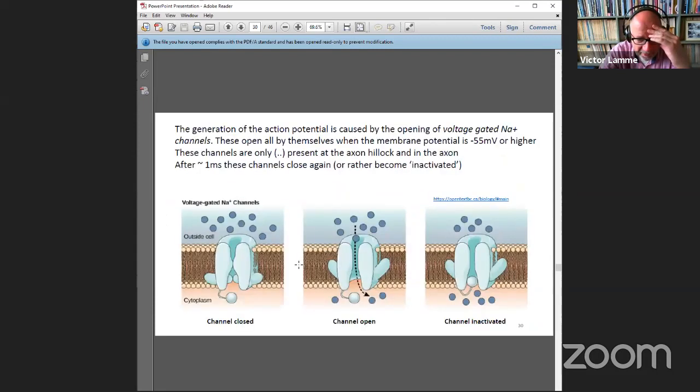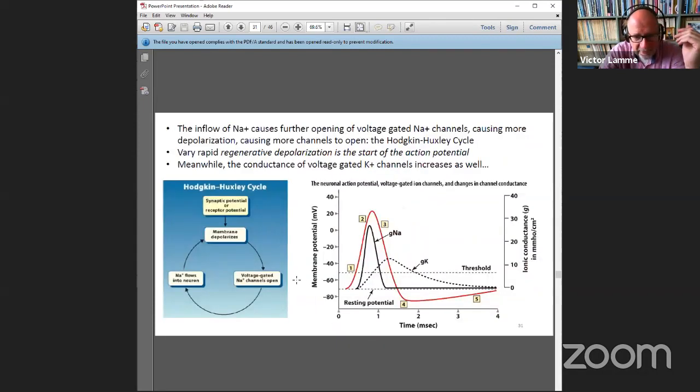And then these voltage-gated channels will open, which will then cause more sodium to flow in, and then more voltage-gated channels will open, more sodium will flow in, so that you get this very rapid depolarization, which we call the action potential. Sort of an all or nothing process.